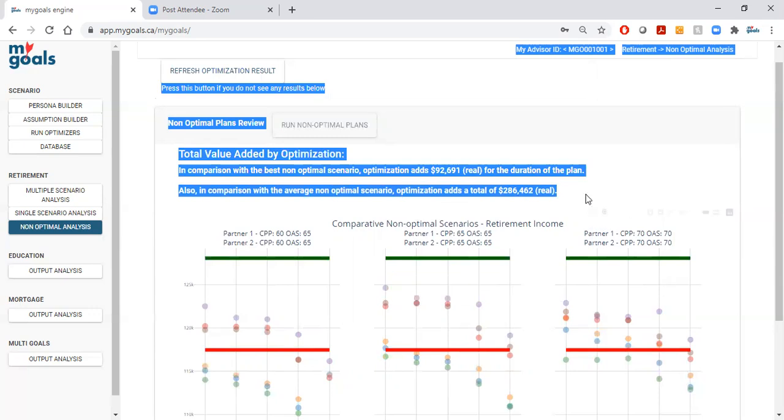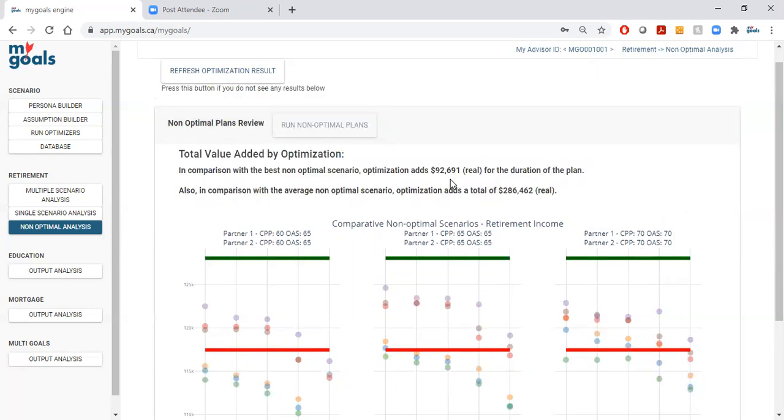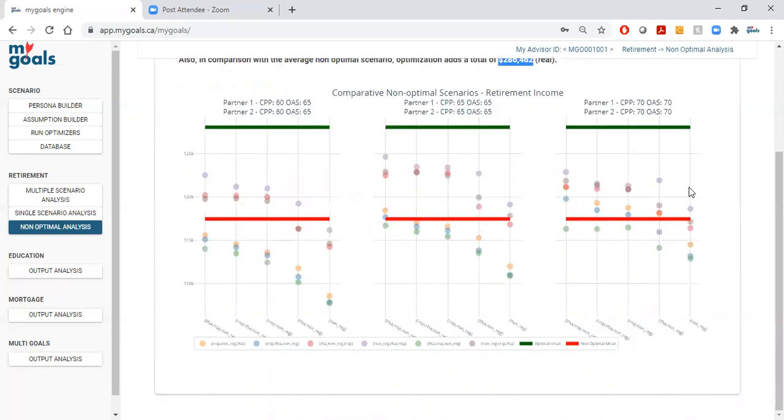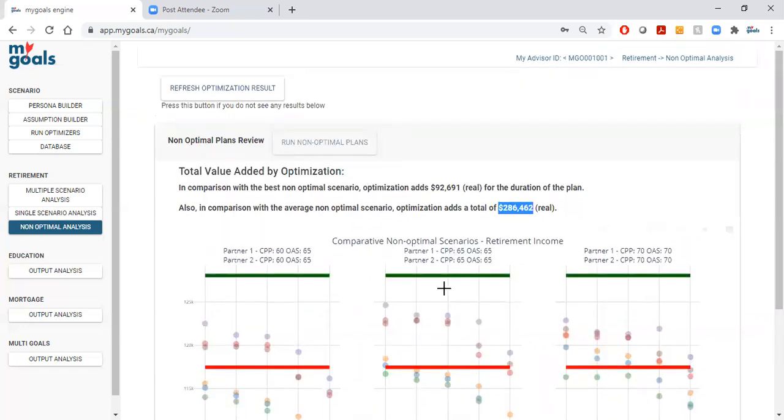So what we determine here is, in comparison with the best non-optimal scenario, optimization adds $92,000 in real dollars, in 2020 real dollars, for the duration of the plan. And when we compare the mean, this 117, we add $286,000 in after-tax retirement income. No additional savings required, no additional risk taken. What you can do is click on, let's say that's the best scenario of the naive, that's the highest. And we built a quick attribution model below that you can show your clients.